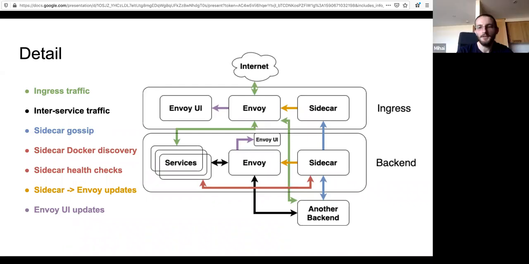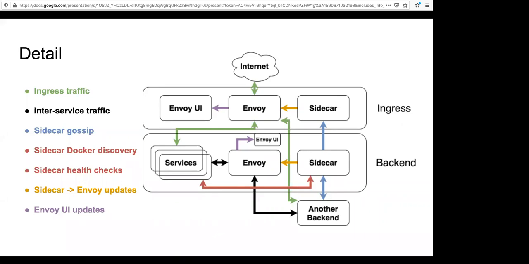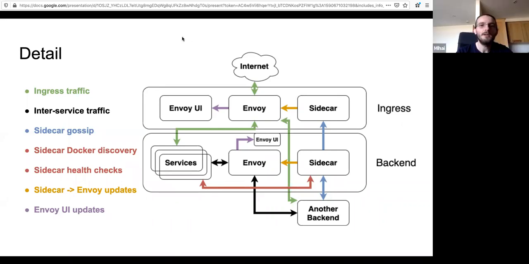And by the way, Pilot under the hood also uses this thing called memberlist, which Sidecar uses. Memberlist is a library from HashiCorp, and this establishes this gossip protocol. Cool. Yeah, that's good to know. Okay. Cool. So let's see.